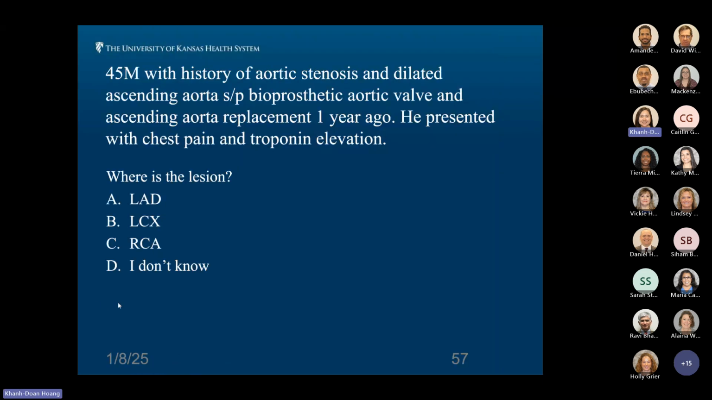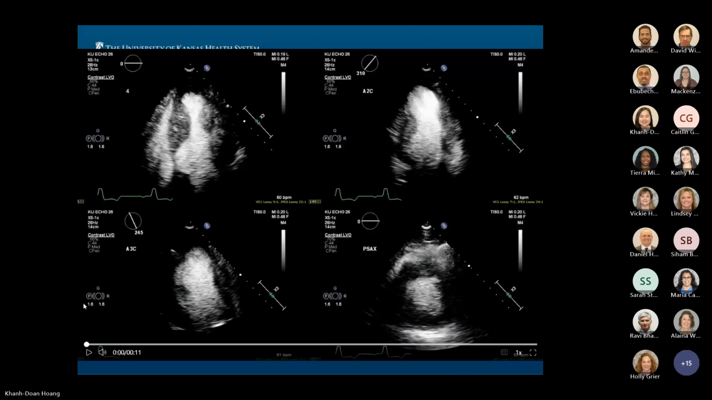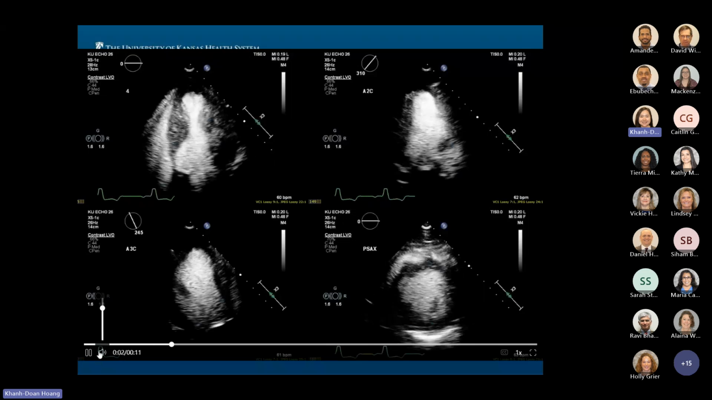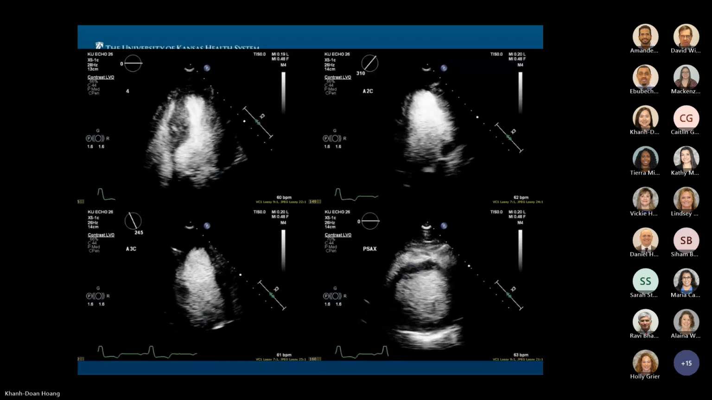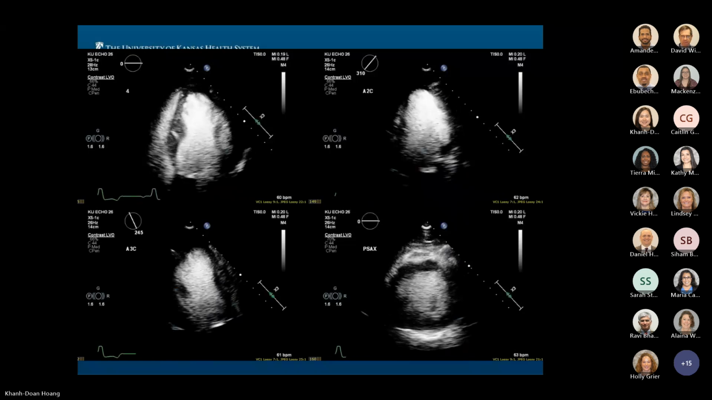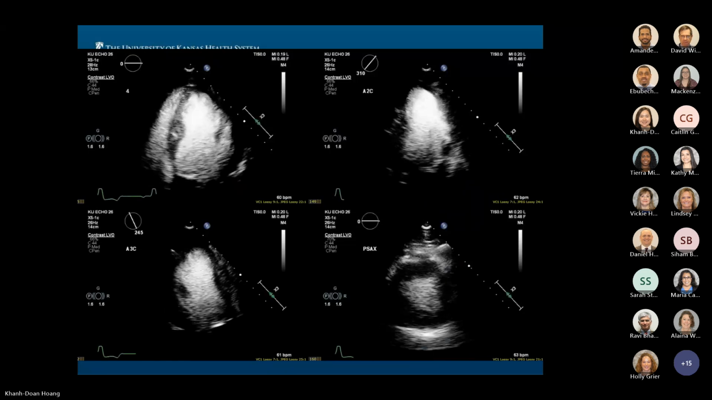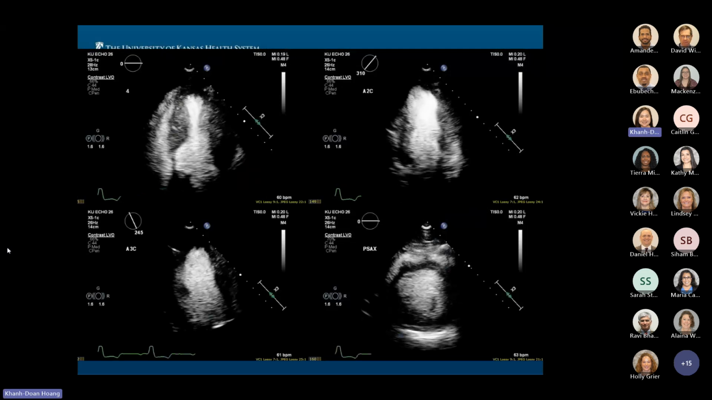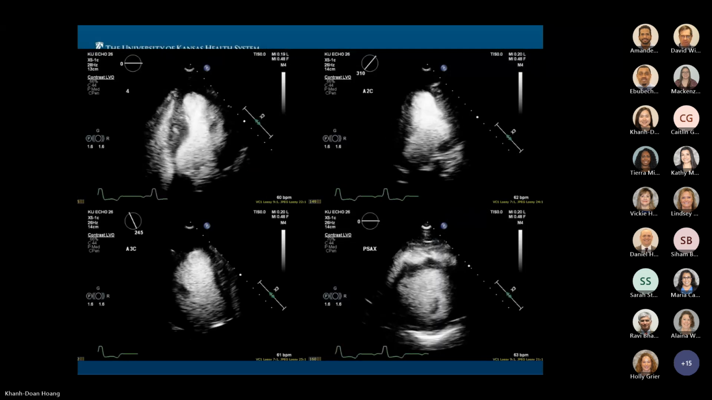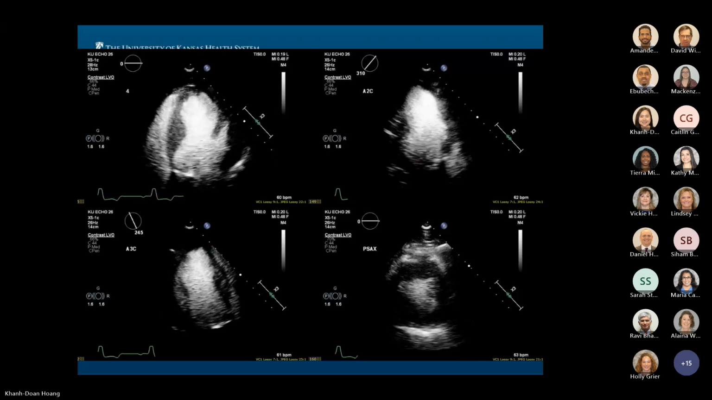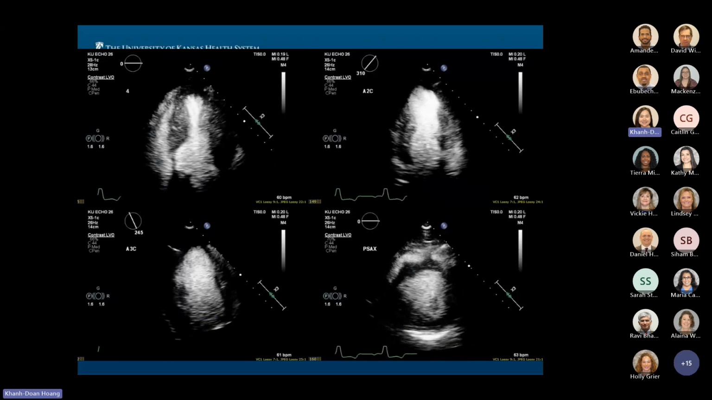Okay, last case. 45-year-old man, he has a history of aortic stenosis, dilated ascending aorta. He had a bioprosthetic aortic valve and an ascending aorta replacement 1 year ago. He comes back and he says, hey, I have chest pain, and he has troponin elevation. Where's the lesion? What does everybody think?